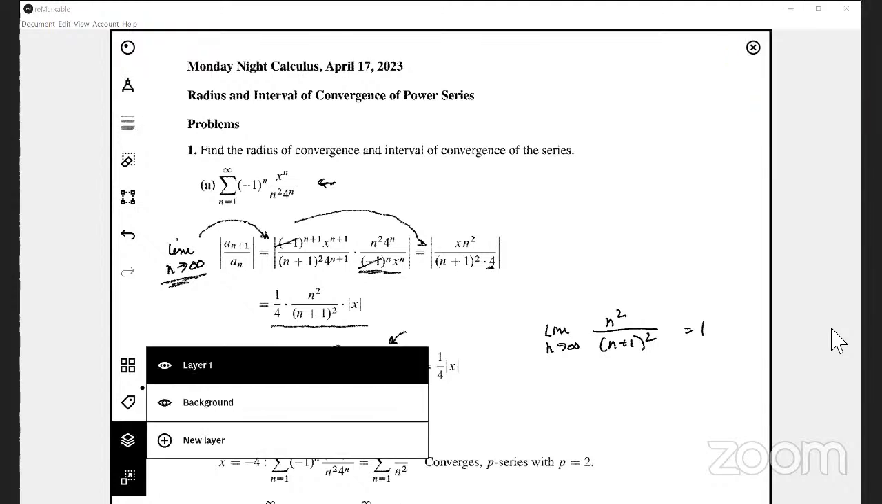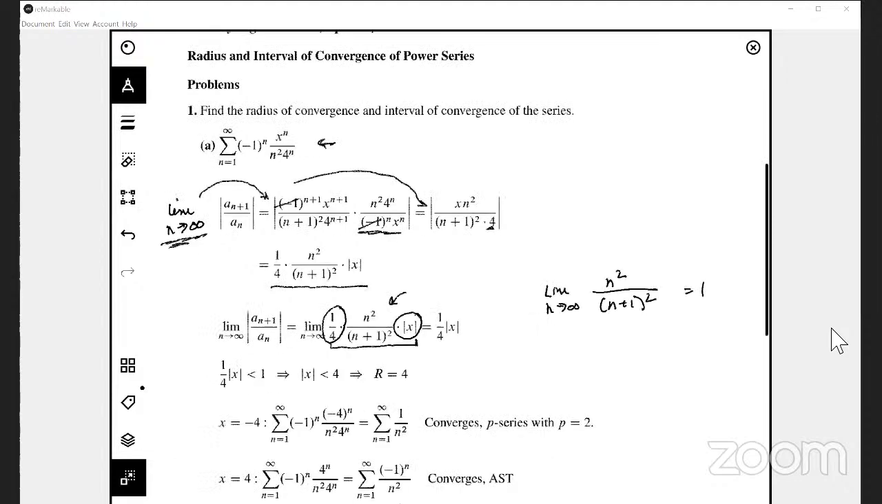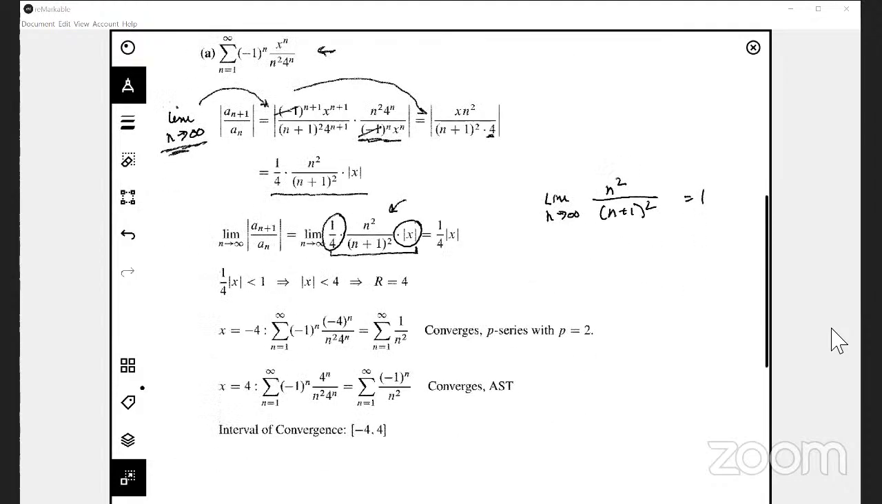Well, I'm just thinking about it. You kind of sense it out a little bit, because if you do have that, you have n squared over n squared, and the rest of that, as n gets really, really large, becomes relatively small compared to n squared. And so n squared divided by n squared approaches 1.